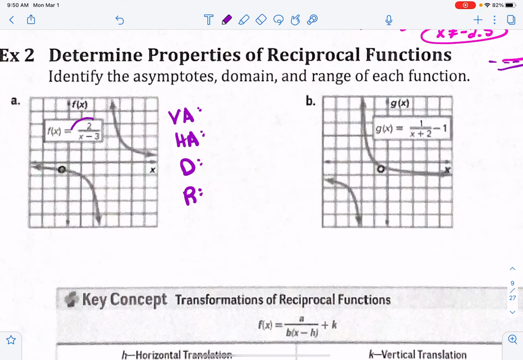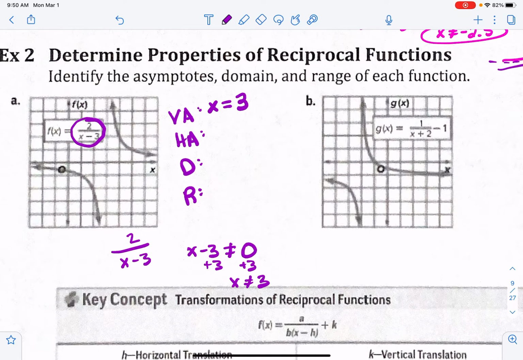So we're looking at this function right here, 2 over x minus 3, okay? And I just told you a little cheater of how to figure out where the VA is. If you say x minus 3 is not equal to 0, and add the 3 over, x is not equal to 3. So that's where my vertical asymptote is, except we say x is equal to 3. That is the vertical asymptote, okay? So rather than not equal to 3, we say equal to 3 because x equals 3 is the line, that guy right there.